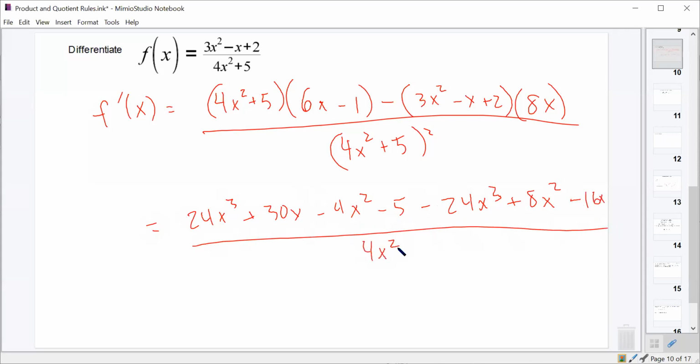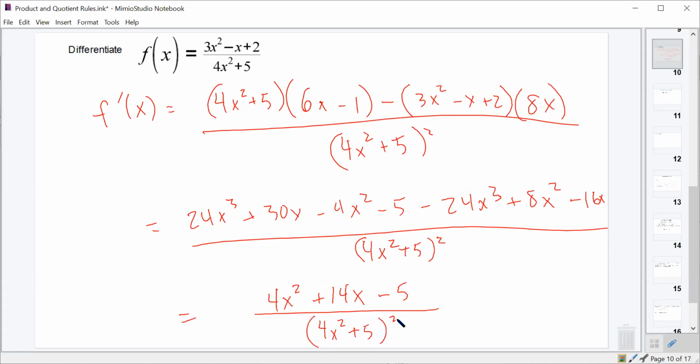I figure we should distribute it out and make sure you all that did distribute it out got the right thing. The x cubes cancel out, right? So we got an 8x squared and a minus 4x squared, so 4x squared plus 30x and minus 16x ought to be plus 14x and just a minus 5. Is that what you all got if you distribute it out? Hope I didn't miss any terms in there.